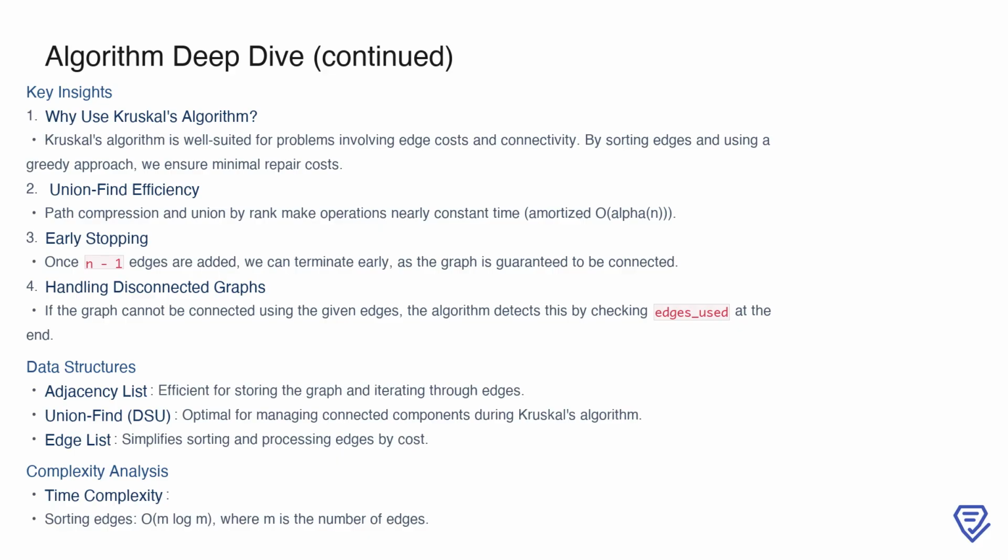By checking the total number of edges added at the end, we can determine whether all nodes are part of a single connected component. For storing the graph, an adjacency list is an efficient choice, while the edge list simplifies sorting and processing by cost.